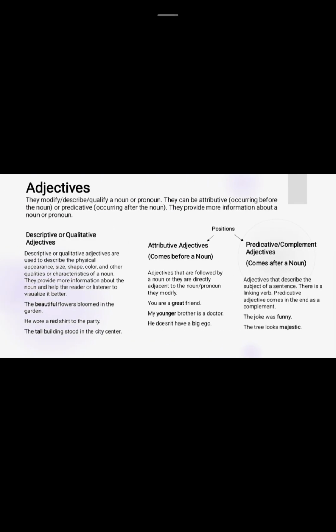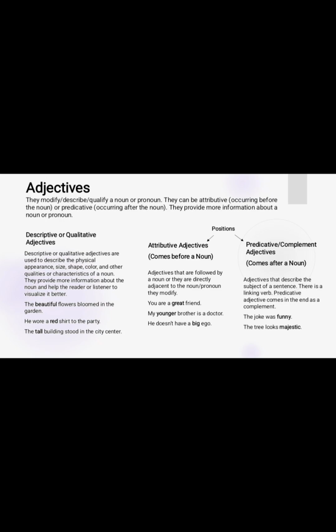So the first type of the parts of speech of adjectives is descriptive or qualitative adjectives. First, we need to know what an adjective is. The definition is an adjective is used to modify, describe, qualify a noun or pronoun. They can be attributive, occurring before the noun, or predicative, occurring after the noun. They provide more information about a noun or pronoun.